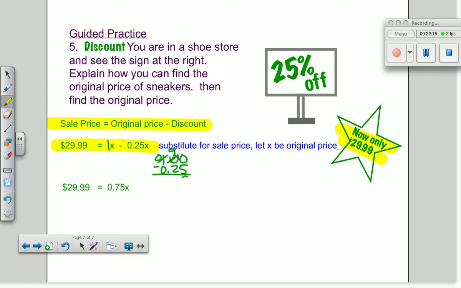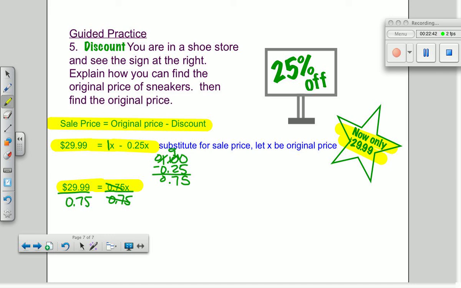10 minus 5 is 5. 9 minus 2 is 7. 0.75. So that's where I got this. 0.75x equals $29.99. How do I isolate x or get it by itself? I divide both sides by 0.75. X is by itself. Divide this side by 0.75.